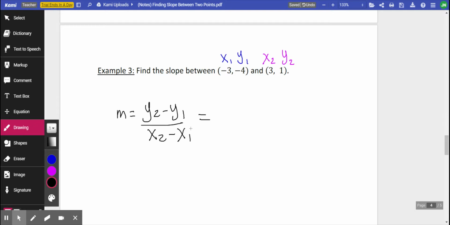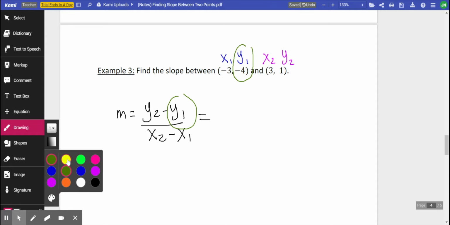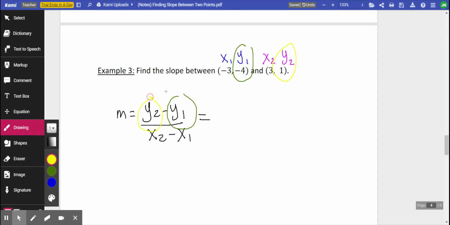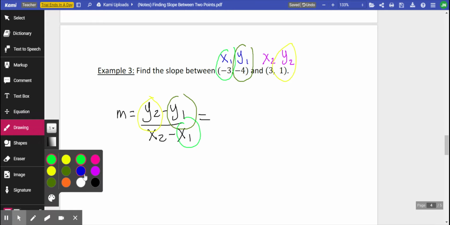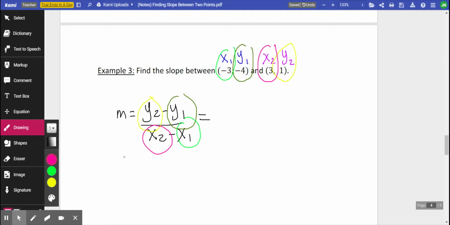Once you plug in the corresponding points, in this case, the -4 would be the y1, so that goes here. The y2 is right here, so that would correspond to this number here. Let's get a couple more colors going. X1 would be here, which corresponds to this number. And then, what color have I not used? Let's do this one. And then x2 is the 3, which corresponds to this number here. So all we're going to be doing is plugging in these values and simplifying our fraction.